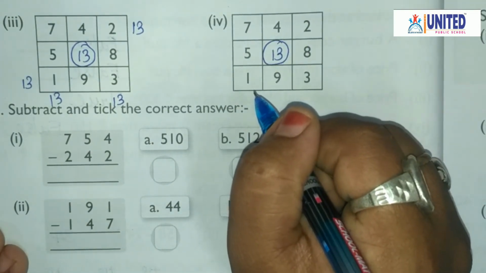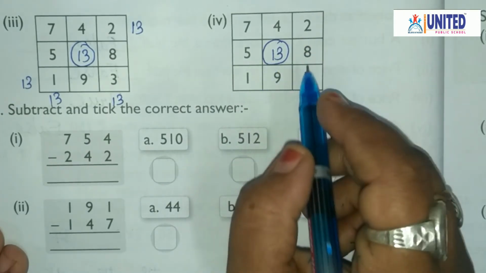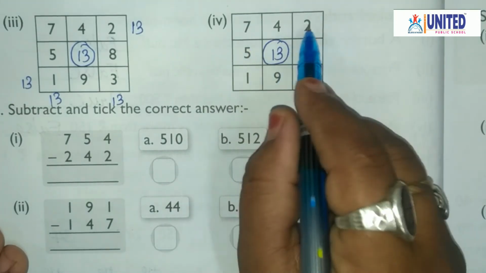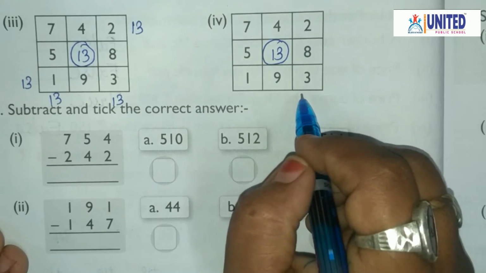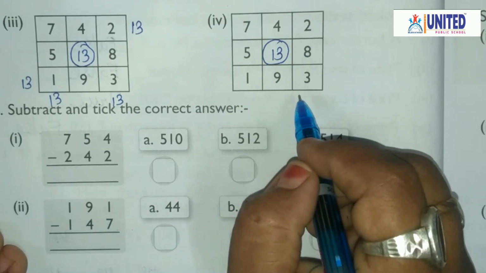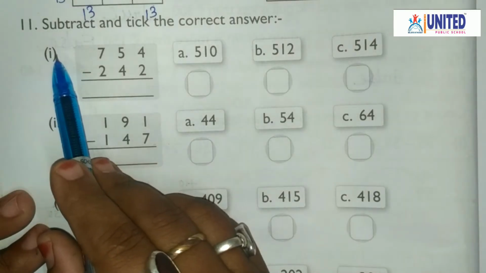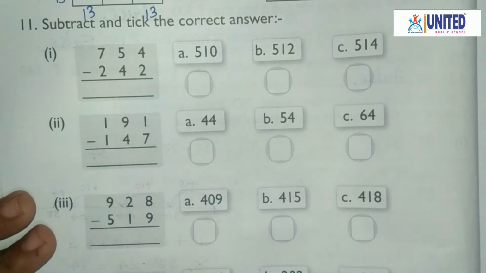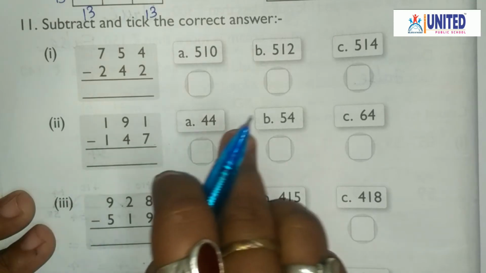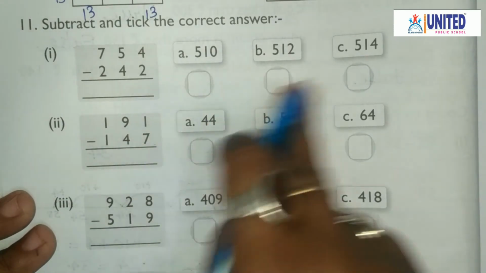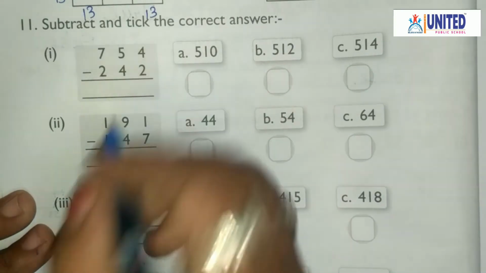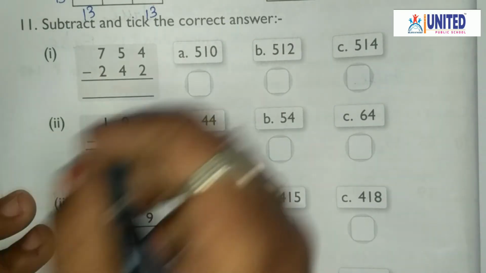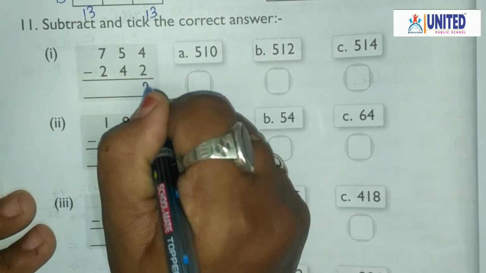Okay. It may be possible your numbers are different. So you can check by your own by adding these numbers horizontally and vertically. Okay. Understand? Now, question number 11, subtract and tick the correct answer. Here some subtractions are given. We have to do this subtraction and whatever answer comes, you have to tick that correct option. Okay, let us see one by one. First number, 4 minus 2 is 2.